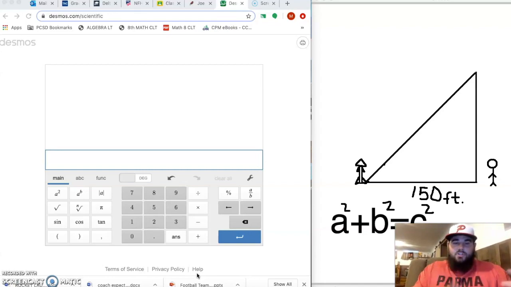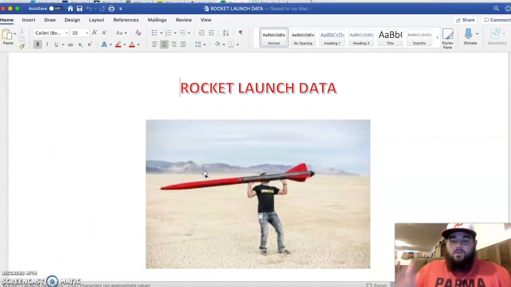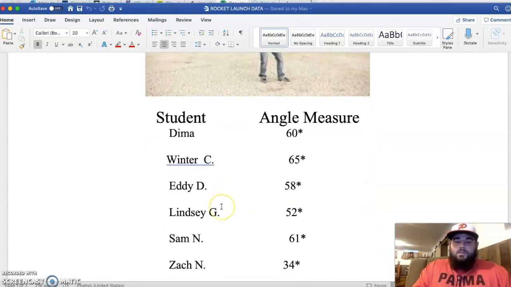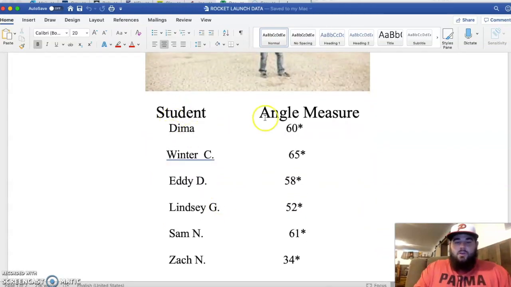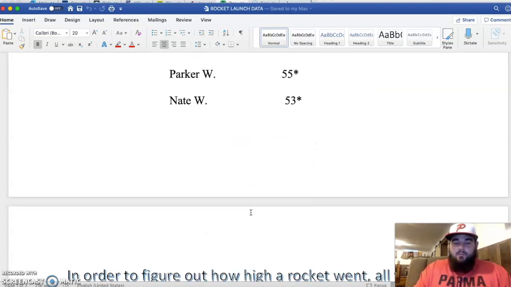There are also instructions on how to do some of the rocket launch stuff and how to do the work. But I'm just going to do a quick tutorial on how to do it. So let me pull this up real quick. This is what you're going to see when you pull up the rocket launch data in Google Classroom. These are the students who completed a rocket and we were able to successfully fire off.